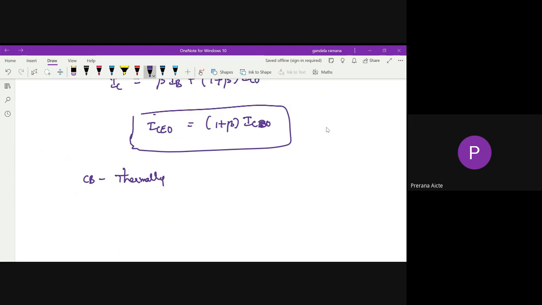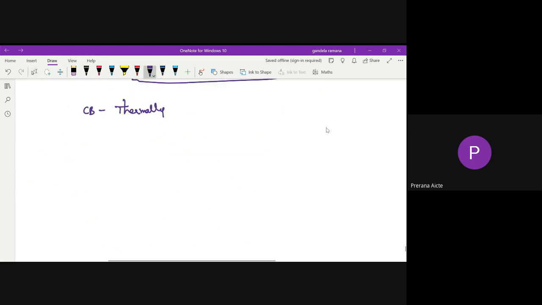In CB configuration, what is the formula? IC is equal to alpha IE plus IC naught. So IC is in milliamperes. IC naught is in microamperes. When temperature increases, IC naught increases in the order of microamperes. Even though it increases, IC naught is in the order of microamperes.